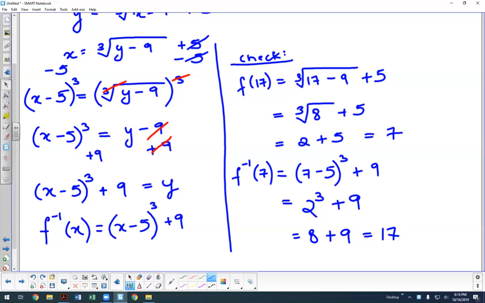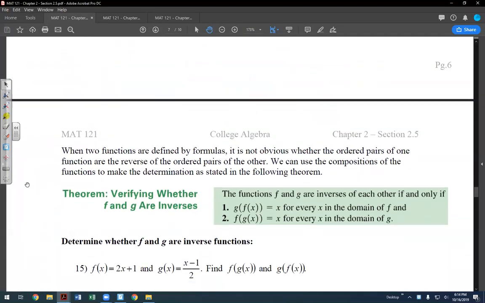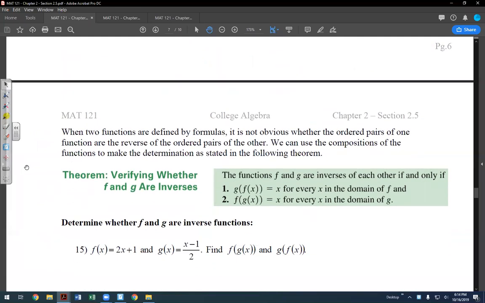If you use 9 as your original x value, what did you get as your answer? 5. Yeah, 5. So 5 would bring you back to a 9. So if anybody used a 9, you should be able to verify that. All right, good job, guys. Right, so that was how to use the switch and solve method to find the inverse of a function.